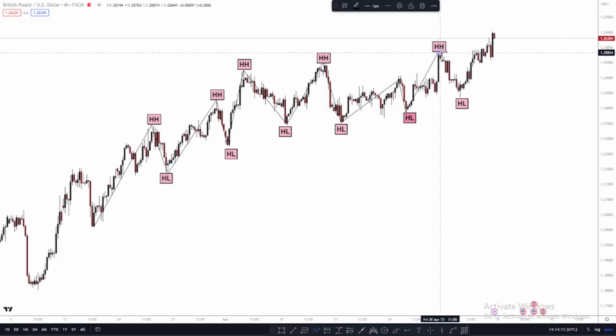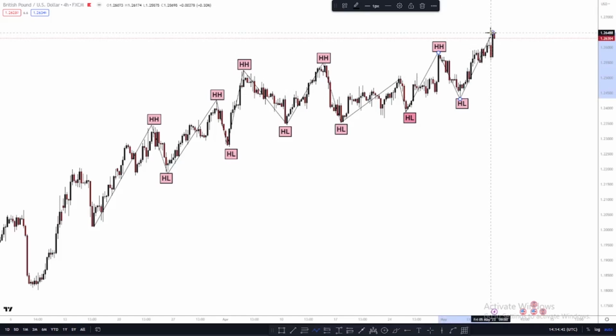So after this higher high was created, what did the price do? It came back down to create a new higher low. Why is this a higher low? Because this low is higher than that of its previous low. So after price created this higher low, what did it do again? It came back up to create a new higher high.